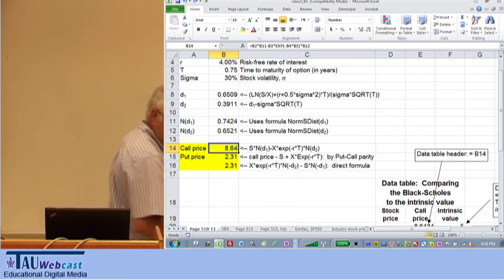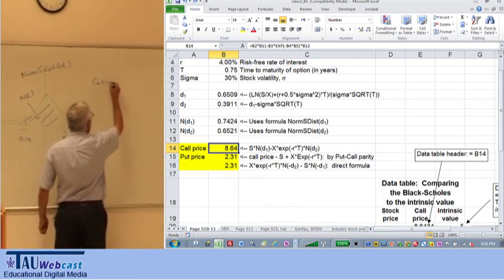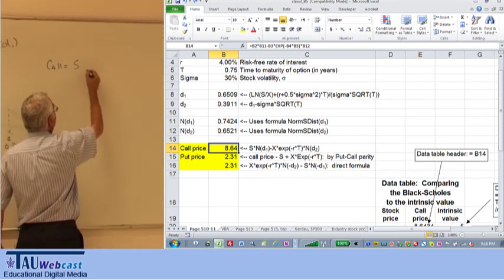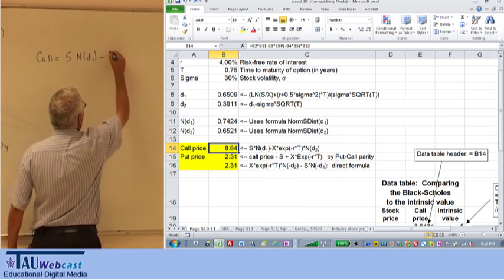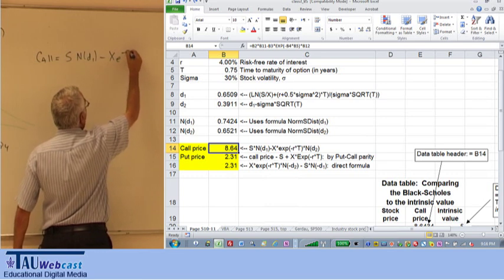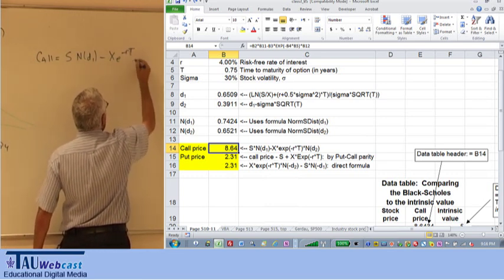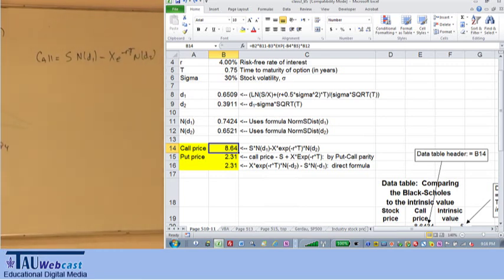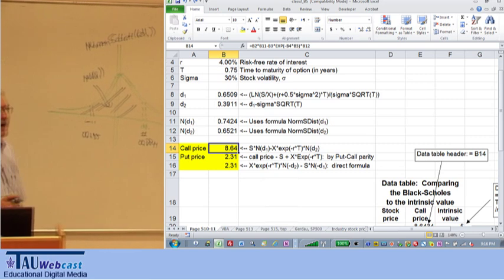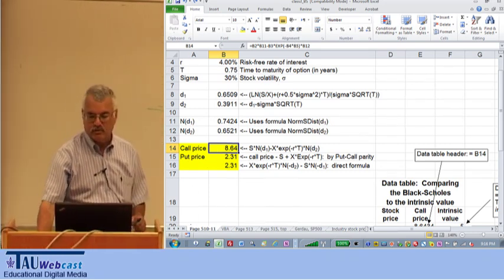Now, according to the Black-Scholes formula, the call is S N(D1) minus X e to the minus RT N(D2). And that's what I computed here, 8.64.